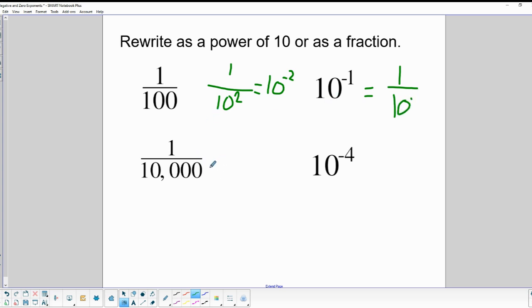This one will end up being 10 to the minus 1, 2, 3, 4 power. So 10 to the minus 4 power. The next one is 10 to the minus 4 power, so that's going to end up being 1 over 1 followed by 4 zeros.